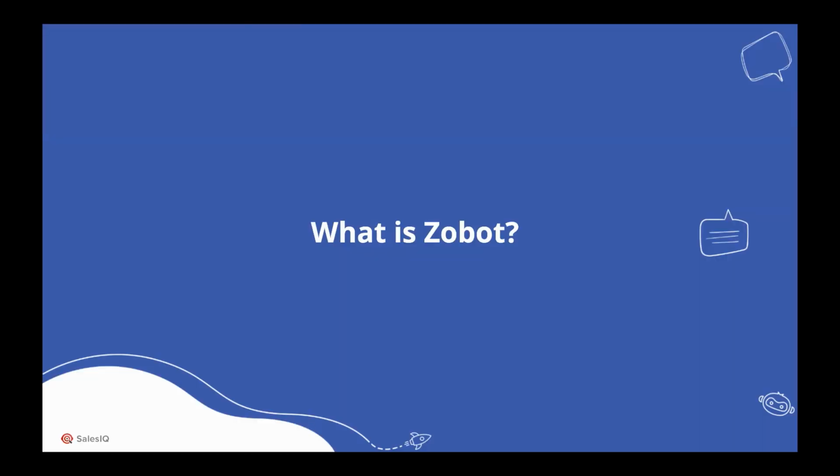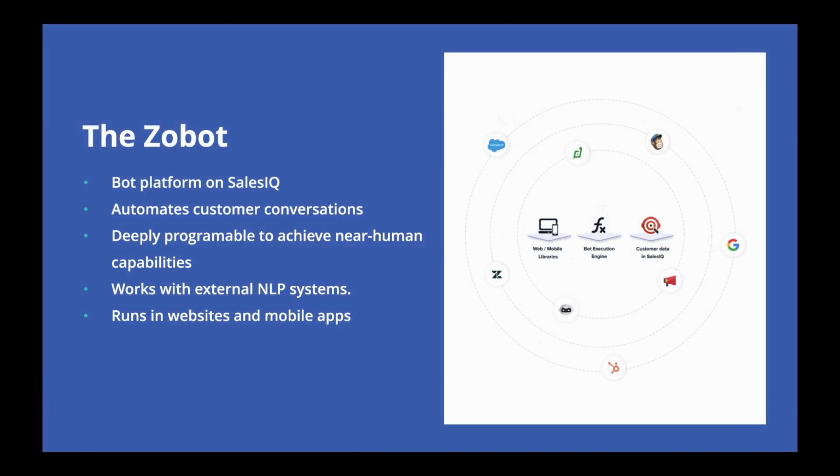So what is the Zobot? The Zobot is a bot development platform that is available inside Zoho SalesIQ. With this, SalesIQ users can build very compelling bots to automate customer interactions. We can program these bots to respond, to act, and to qualify customers. So, Zobots can maintain conversations with users in a natural language, understand the intent of what the user is trying to say, and then send a response based on the business rules and data of the organization.